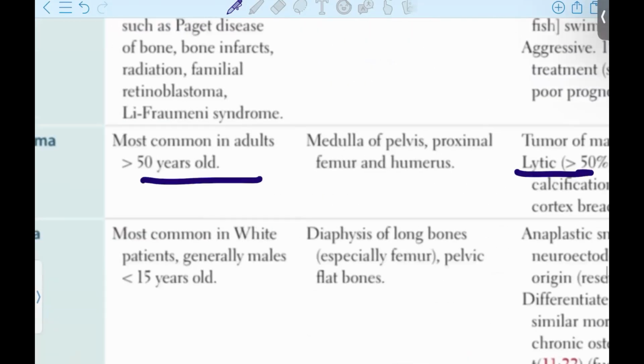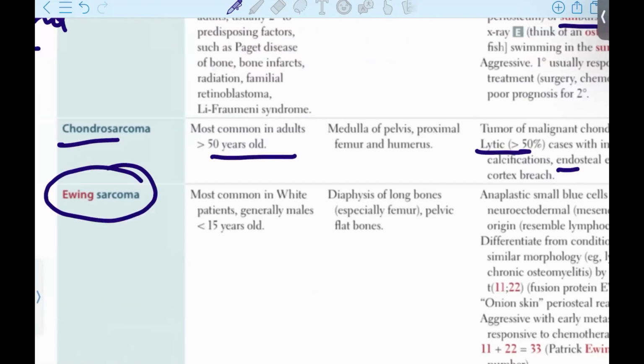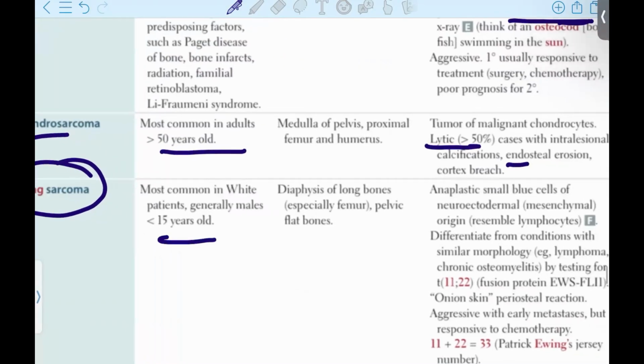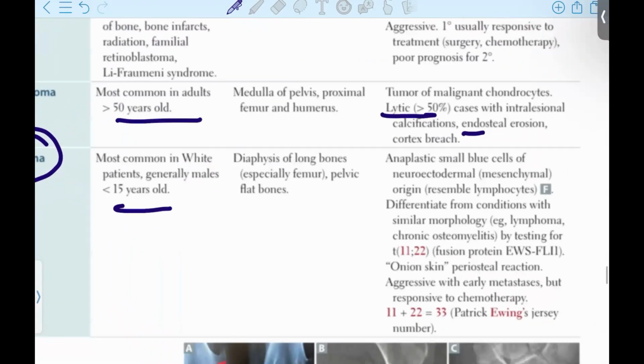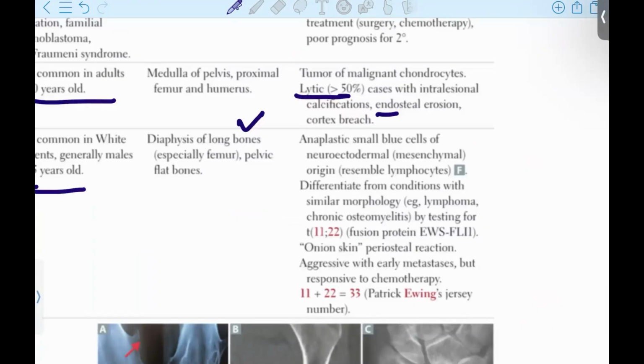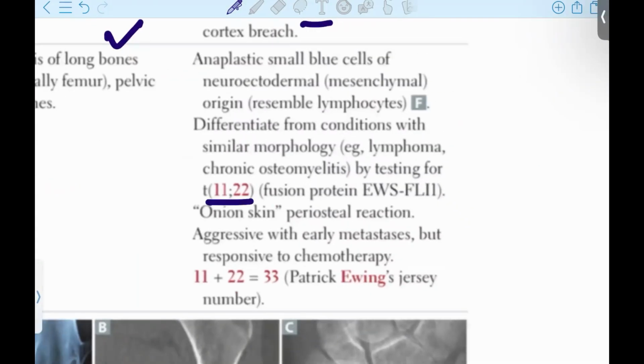Chondrosarcoma. Next, Ewing sarcoma will be seen in patients less than 15 years old, and also involves the long bones diaphysis, and the gene that is involved is the translocation 11 and 22, and in the X-ray you will be seeing the onion skin periosteal lesions.